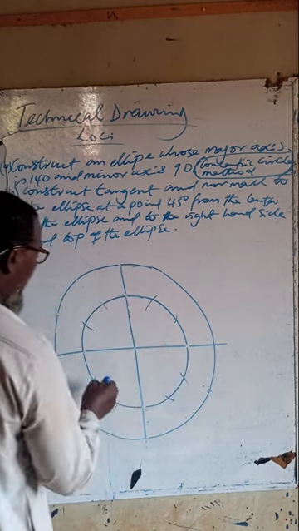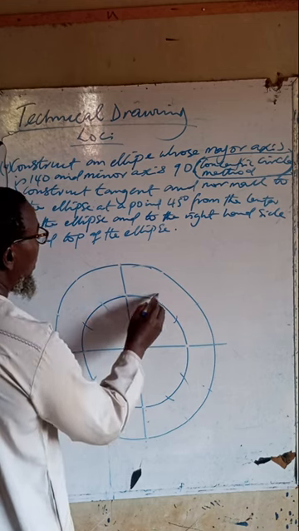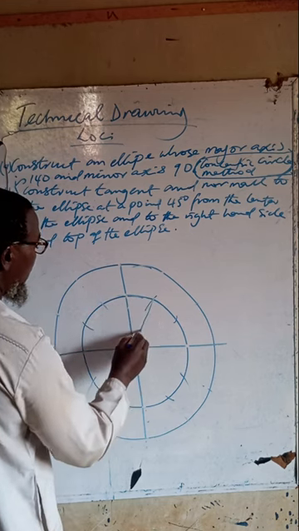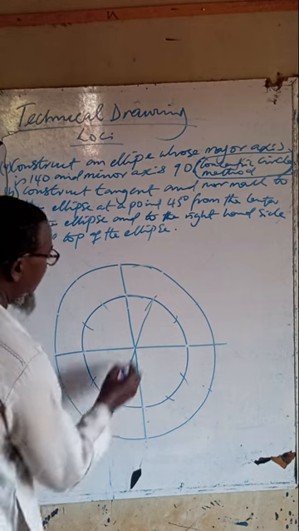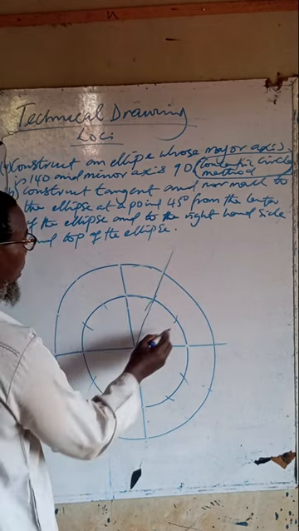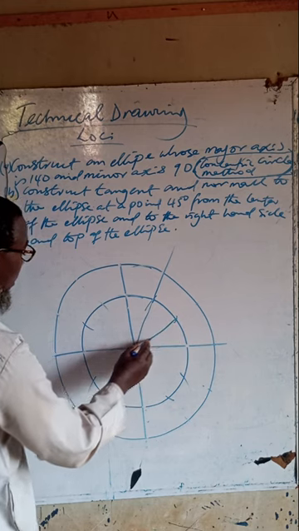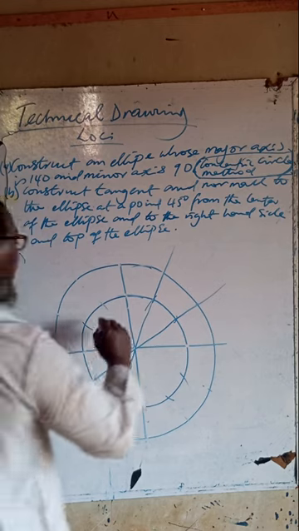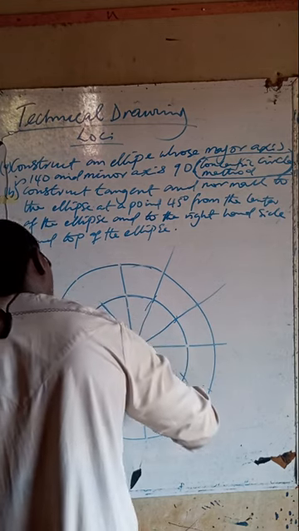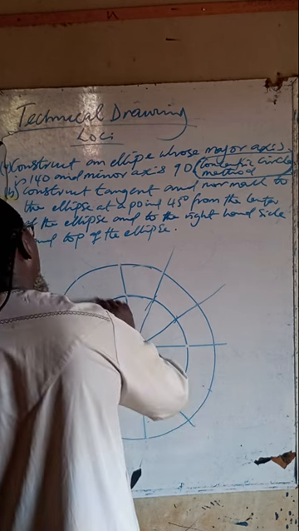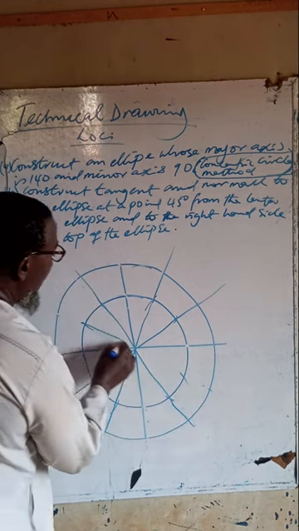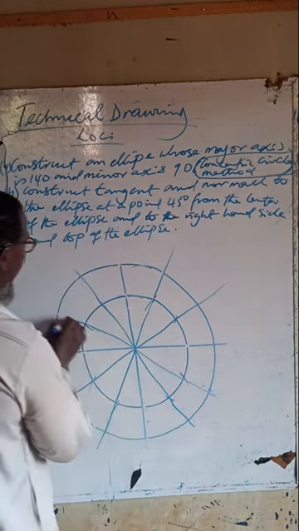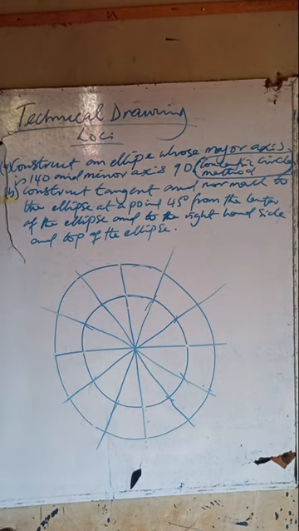So I can now draw my line passing through this point and extending it to touch the bigger circle. I'll take this one and I'll extend it out. I'll take this one and I'll extend it out. I'll take this one and I'll extend it out here. So that is.